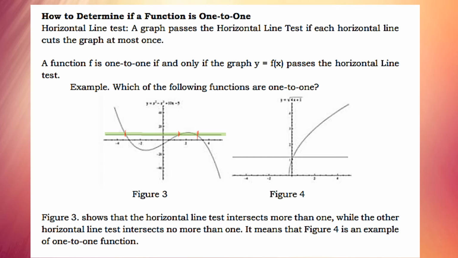So, let's take a look at figure 4. Here we also draw a horizontal line. This is our graph, the graph of a rational function. When we drew the horizontal line test, it intersects at exactly 1 point, here only. So this means it's a one-to-one function. Why is it important to know that the function is one-to-one? Because only a one-to-one function has an inverse. And we will tackle that after this.